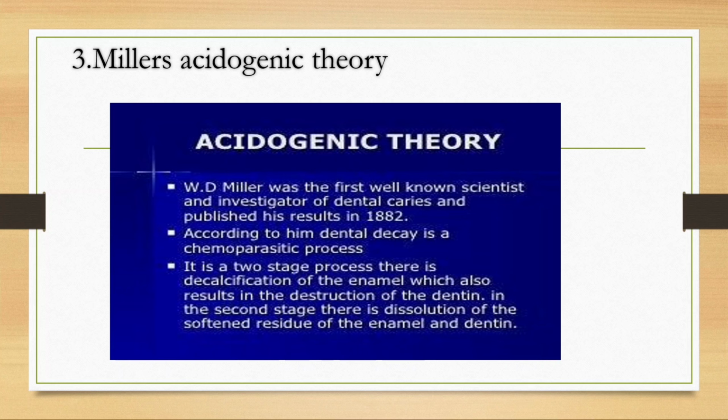Now we have Miller's acidogenic theory. Miller was the first well-known scientist and investigator of dental caries, and according to him, dental caries is a chemoparasitic process. That is, a chemical is produced by the parasite, that is bacteria. So it is a two-stage process. There is decalcification of enamel, which also results in destruction of dentin. In the second stage, there is dissolution of the softened residue of the enamel and dentin. So there is production of acid by the bacteria, which causes dissolution and destruction.